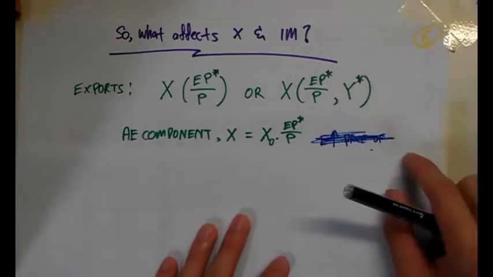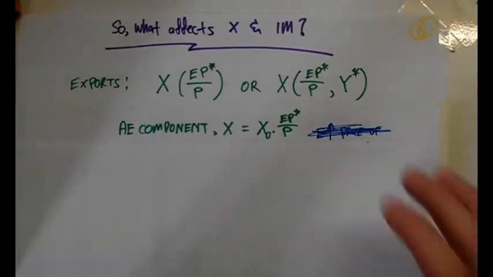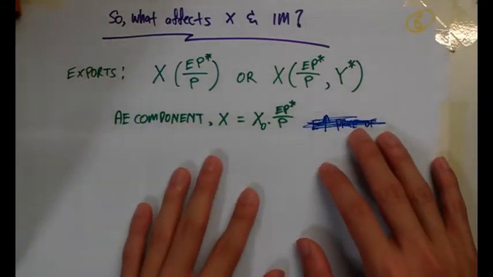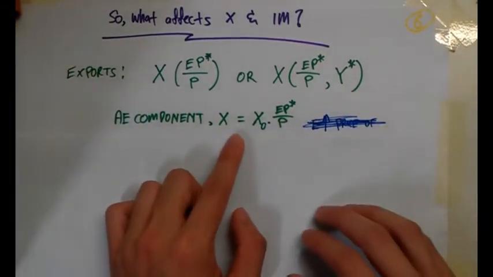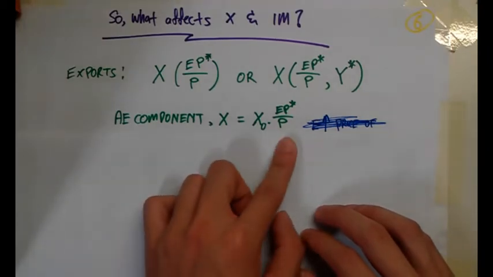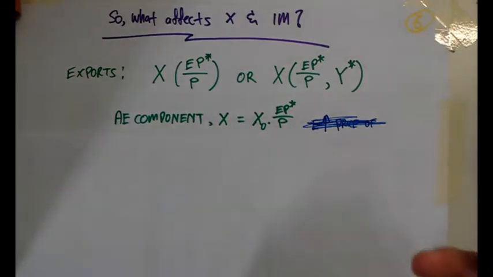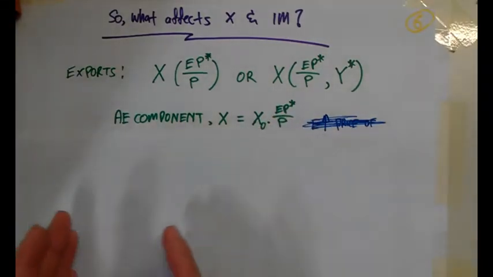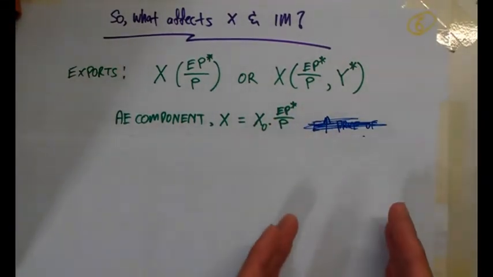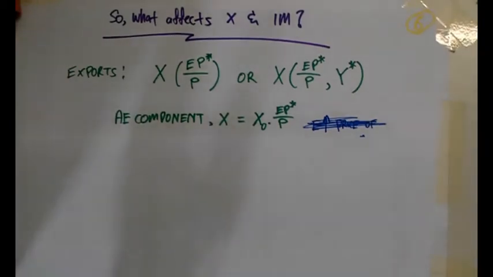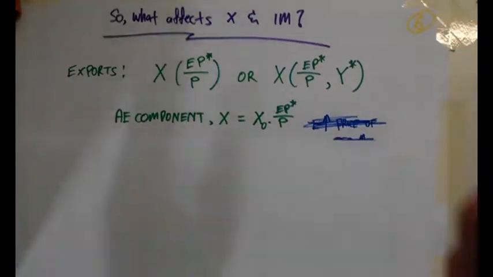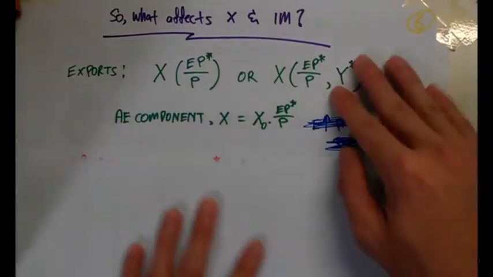For the AE component, we have to calculate our aggregate expenditure, and that is going to be X, exports, equals X naught multiplied by the real exchange rate. Now, why do we multiply the amount of exports by the real exchange rate? Because we want to convert the total number of exports into our local currency. So this is an exchange rate. We take our total number of exports, multiply by the real exchange rate, and we will get our actual amount of exports in SGD, Singapore dollars.